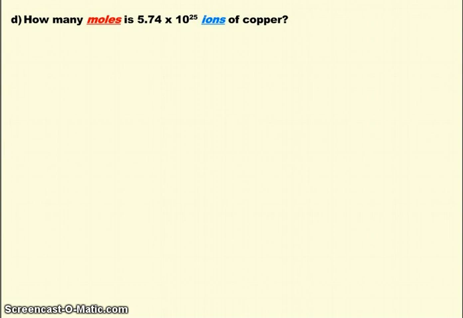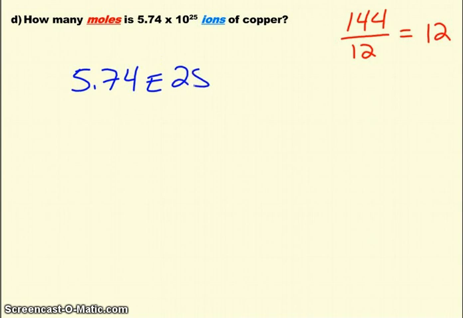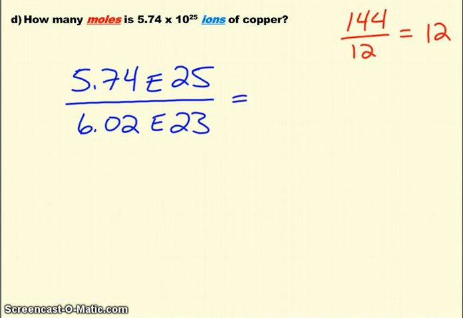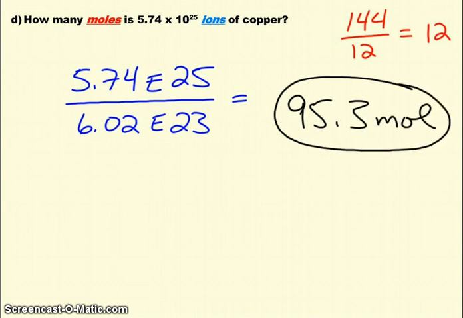If I have 5.74 times 10 to the 25th copper ions, I can figure out how many moles that is. If I had 144 cookies and I wanted to know how many dozen, I would divide by 12 and it would tell me 12 dozen. So if I have 5.74 times 10 to the 25th copper ions, divide by the chemist's dozen, Avogadro's number, it will give me 95.3 moles. And again, if you can't get that number on your calculator, make sure you work with me.